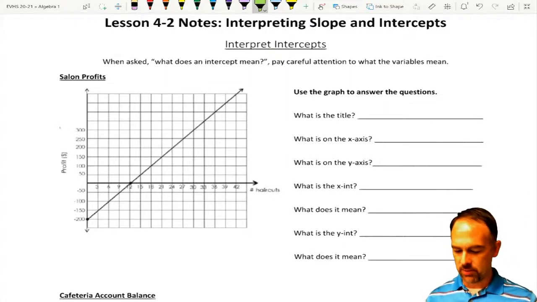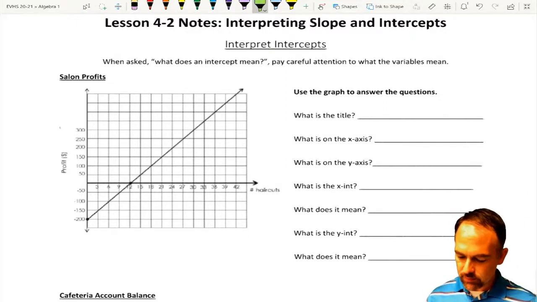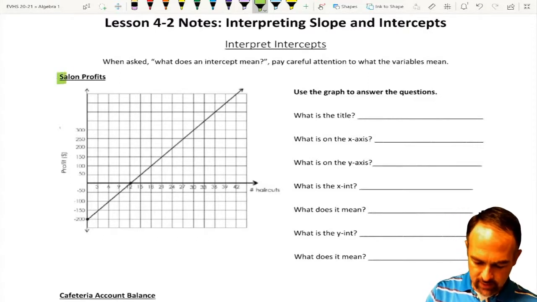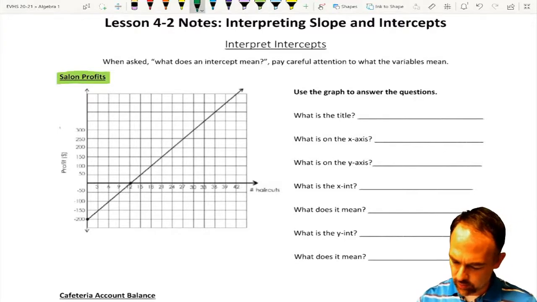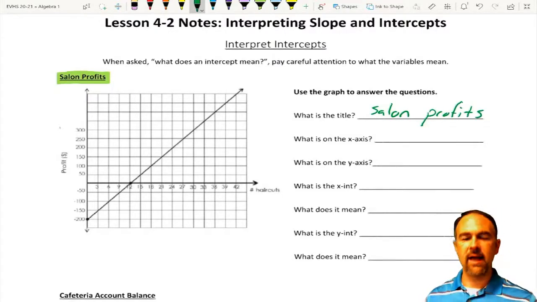So the first thing we want to look at is number 1: what does the title of the graph tell us? Well, if I look at this, I've got my salon profits. Okay, so I'm just going to go ahead and write that in. Salon profits. And that tells me a few things.